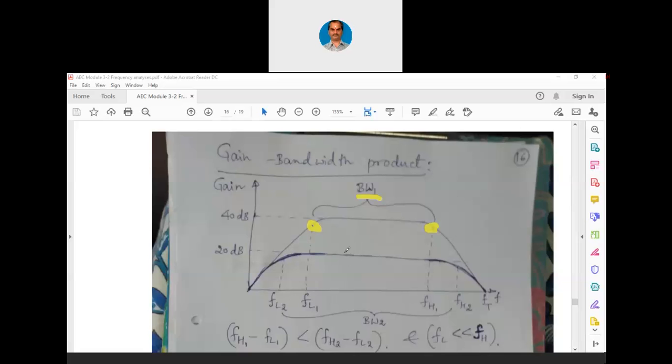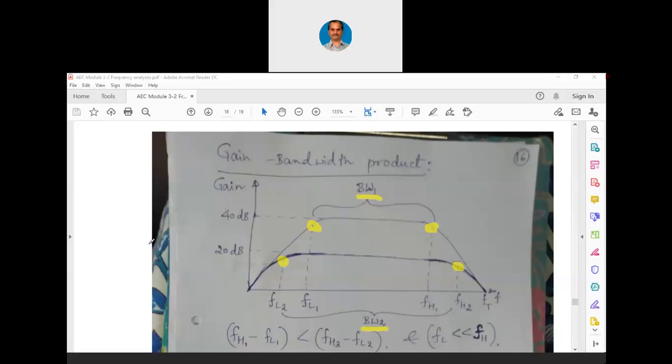Okay. Now let us come back to one more amplifier. Let us have the reduced gain of an amplifier. Let us consider the gain as 20 dB now. Now 20 minus 3 is 17 dB. We will have a frequency response of the second amplifier also, and there at 17 dB we will mark FL2 and FH2, and then measure this bandwidth. Bandwidth 2 is FH2 minus FL2.